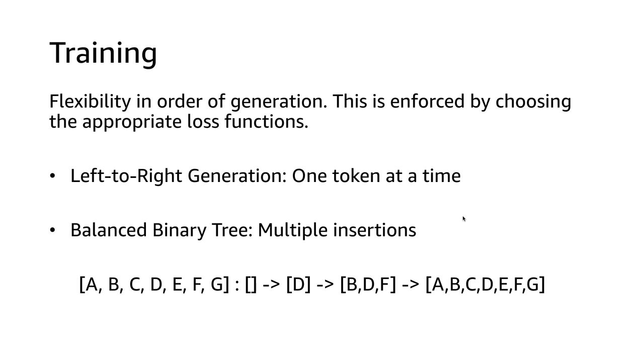But where it gets interesting is the balanced binary tree, where you're doing multiple insertions. As the example shows, let's say you have an output A, B, C, D, E, F, G. What you would want to do is predict the words in the middle, and then branch outwards. It's basically like binary search, right? So you want to predict the middle word D, and then branch outwards. In the remaining 3 slots to the left and 3 slots to the right, you want to train your model to predict the word in the middle.